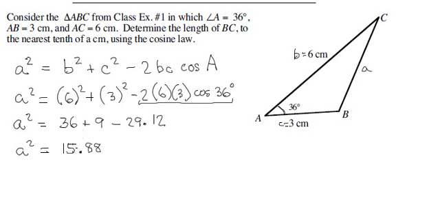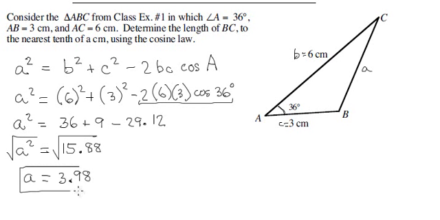Okay, now please don't stop here. When you get down to one number, there's a tendency to let off and say the answer is 15.88. That's A squared. To really finish this, you have to square root both sides. And at that point, you will get A is the square root of 15.88, which is 3.98. And that is the side we wanted.